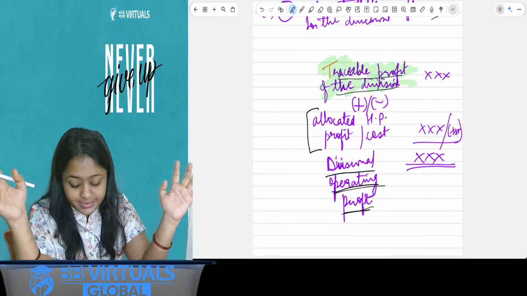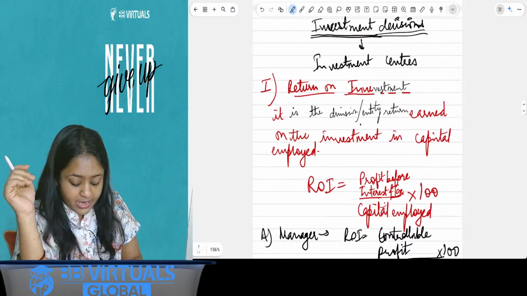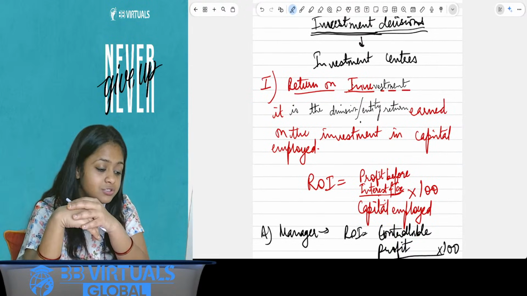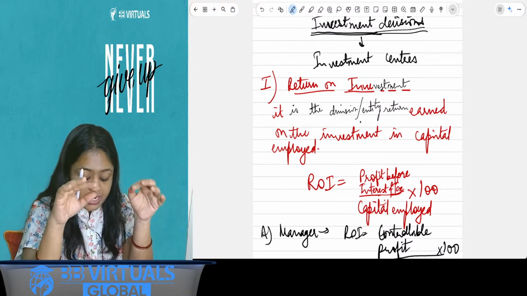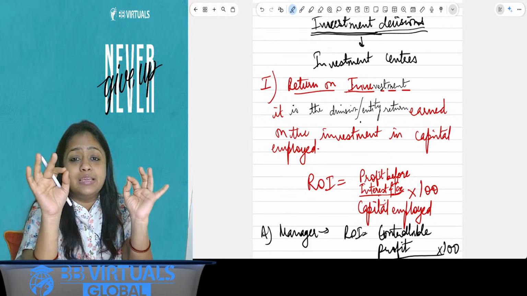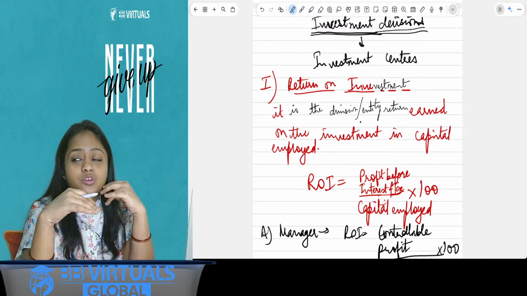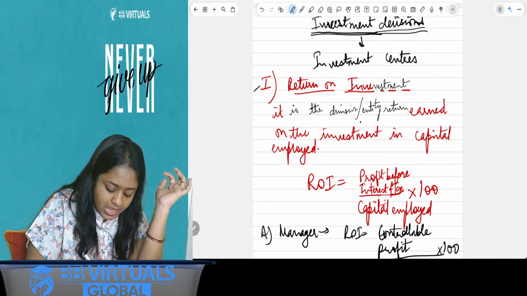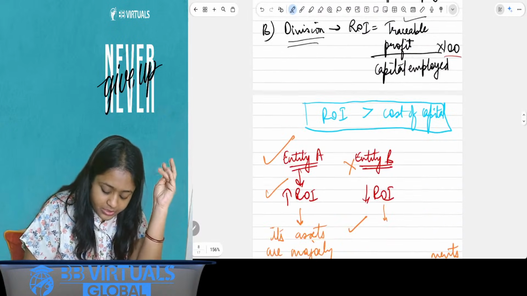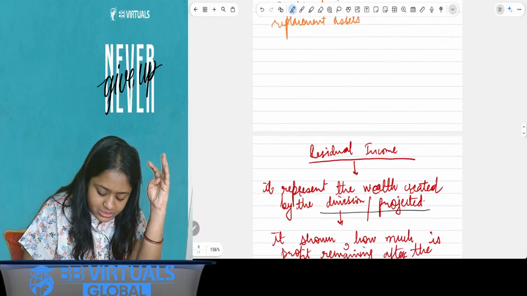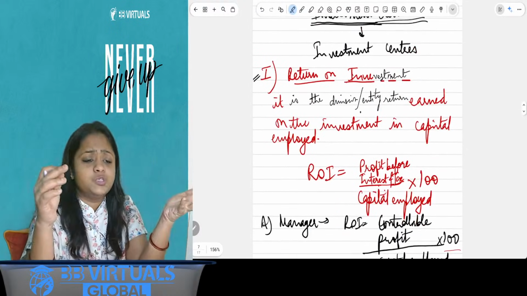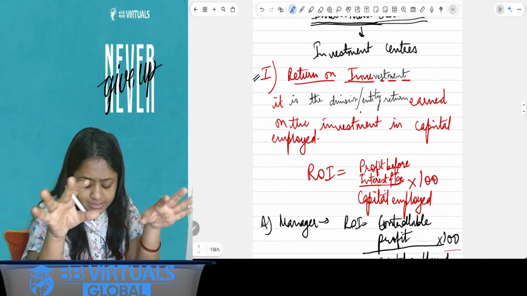Clear, great. Now I'll come to the next pointer, which is investment decisions. When we come to investment decisions for the investment centers, it is very important to understand the two basic investment testing criteria. One is return on investment and the other is residual income. Let's understand return on investment. Return on investment is just like return on capital employed, in the same way.